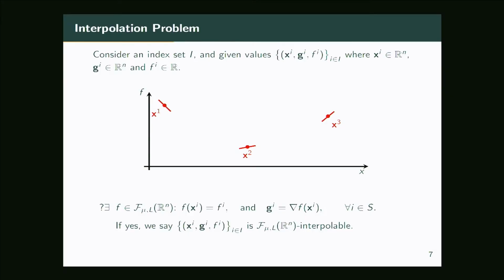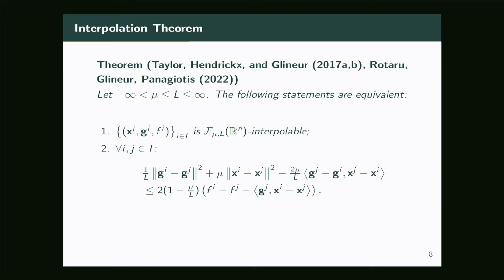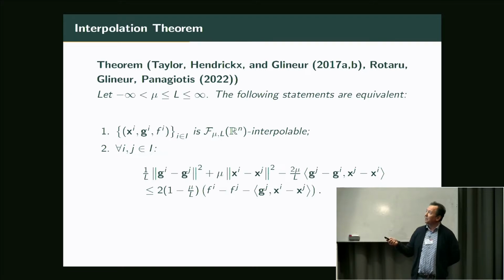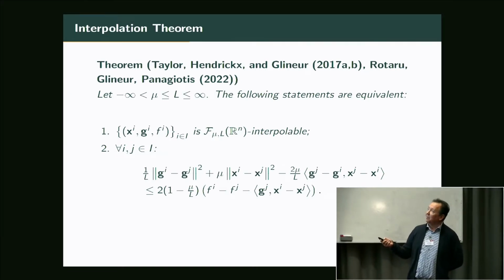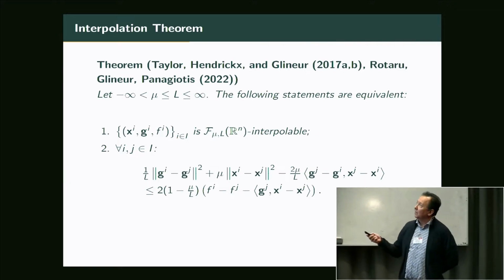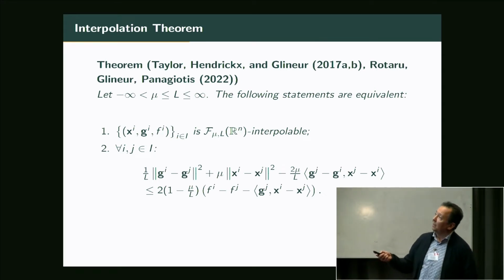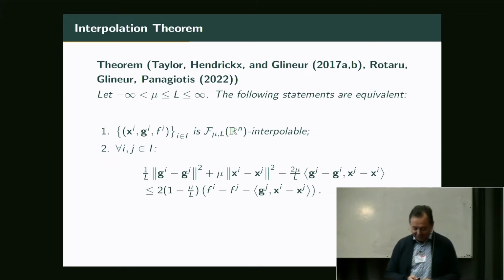And if the data can be interpolated by a hyperconvex function from our class, then we say that the data is F_{mu,L}-interpolable. Whoa, mouthful. Okay, so here is the key result, which is really the main tool used in this reformulation. This is an interpolation theorem that was developed over a number of years, due to a group at Louvain-la-Neuve: François Glineur, Julien Hendrickx, and at that time their PhD student Adrien Taylor. They had two papers about this, and it has been finalized in the form I'm showing here just this year by François Glineur with the next generation of researchers.